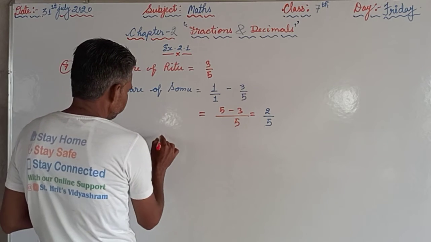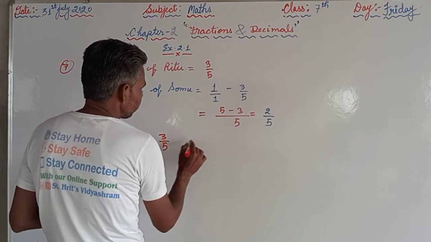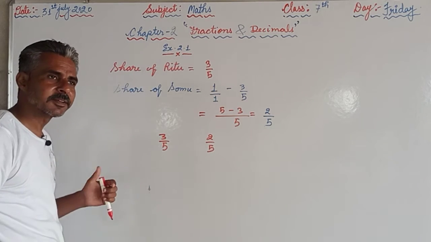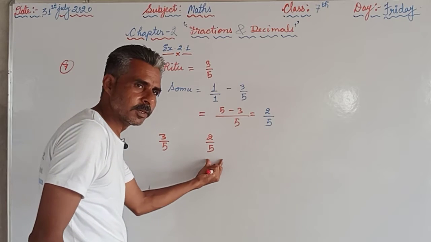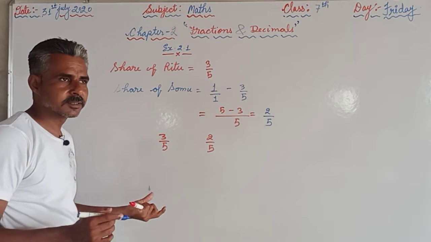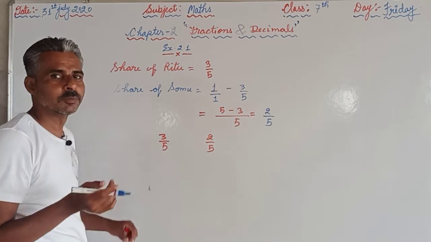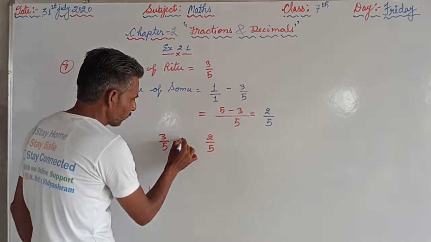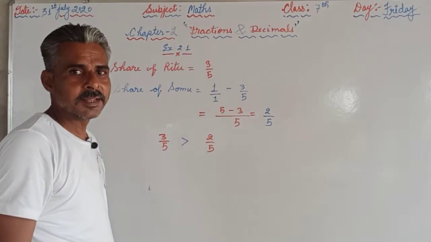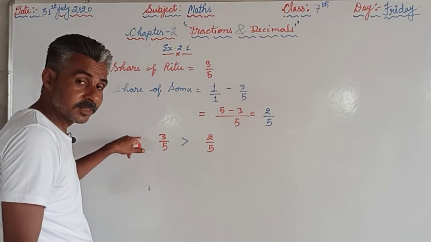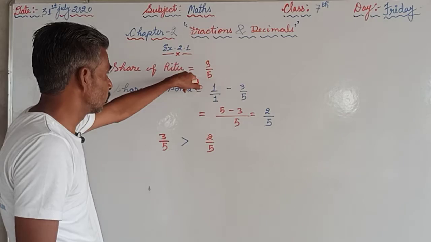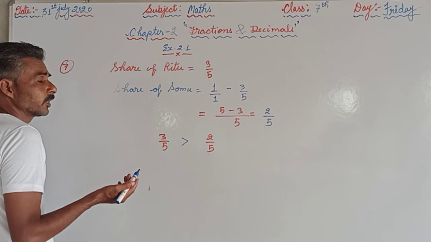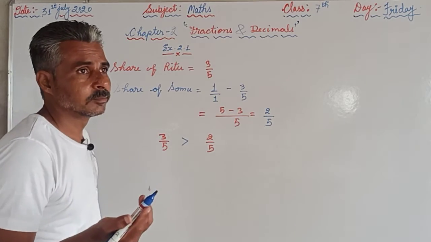Now we have to compare 3/5 and 2/5. Both are like fractions. Like fractions means having the same denominators. So if we are comparing like fractions, then we are supposed to compare the numerators only. So the numerator is 3 here, here it is 2. So 3/5 is more than 2/5. Means whose share is that 3/5? That is Ritu's.